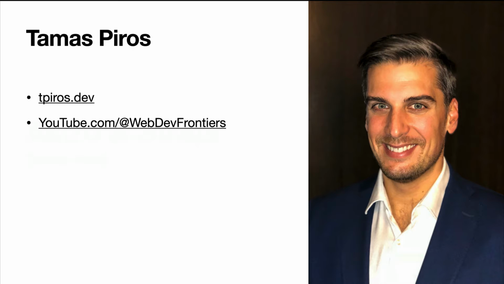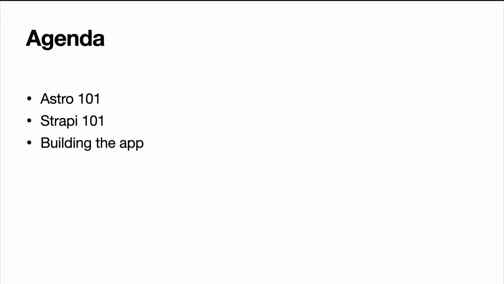So in this particular course that you are watching, we are going to take a look at how to work with Astro, a popular front-end framework, in conjunction with Strapi, an equally popular headless CMS. As part of the workshop that you're going to watch, we are going to take a look at the very basics of Astro, followed by the basics of Strapi, and we are going to be building an application together.